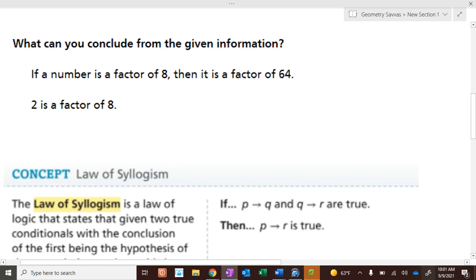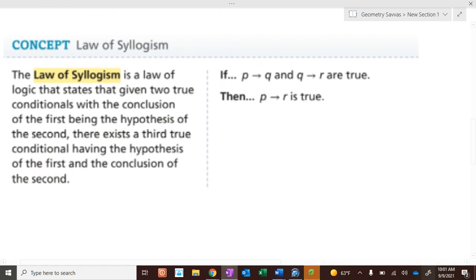Okay? All right, the other one is a long definition, but again, it's pretty straightforward, the law of syllogism. So it's a rather long definition. It's a law of logic that states that given two true conditionals, with the conclusion of the first being the hypothesis of the second, then there's a third conditional having the hypothesis of the first and the conclusion of the second. So it'll all make sense here in a little bit.